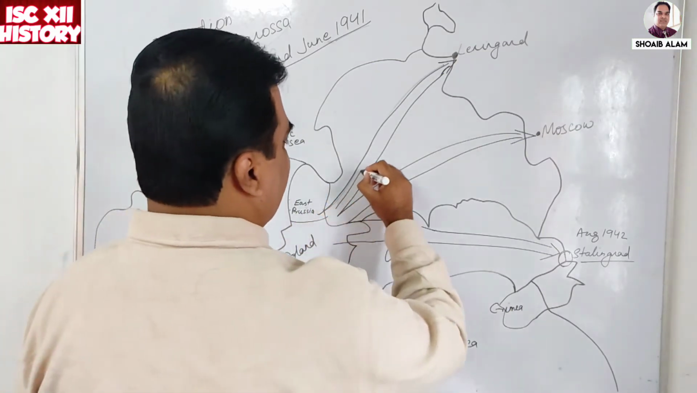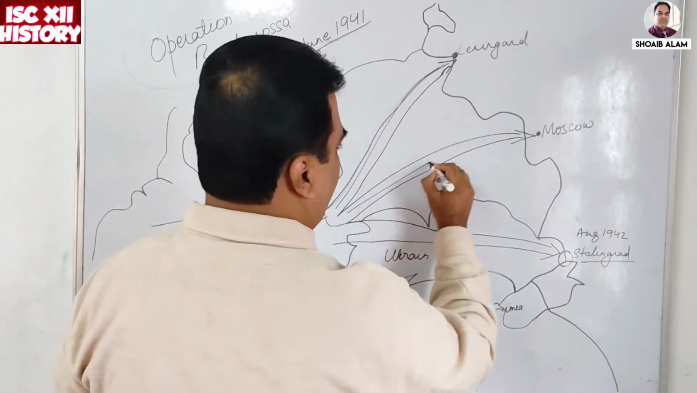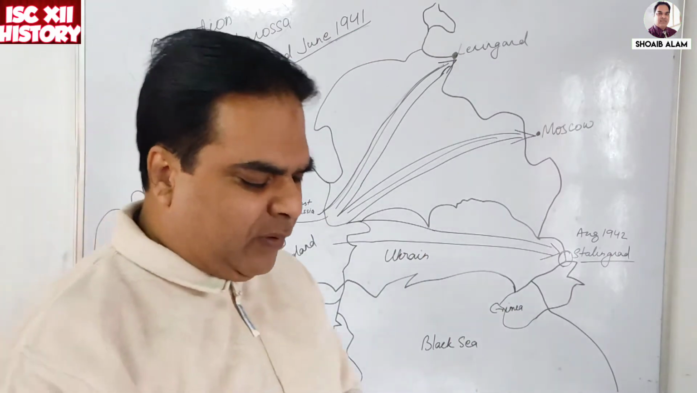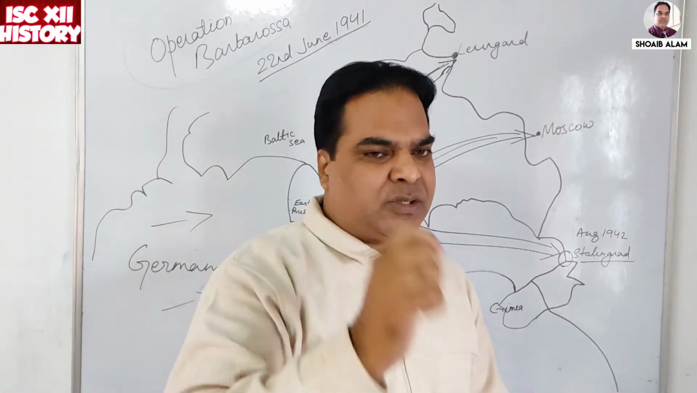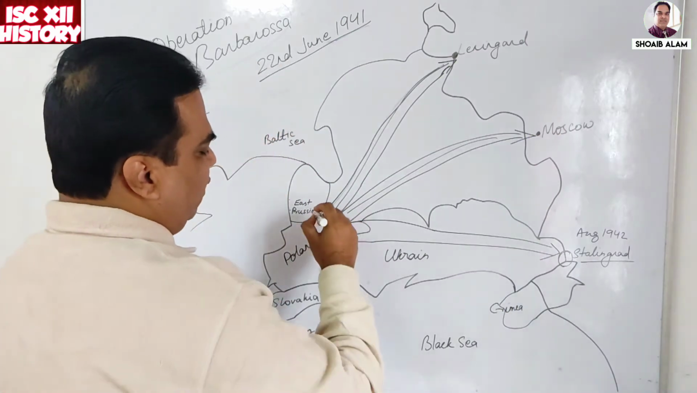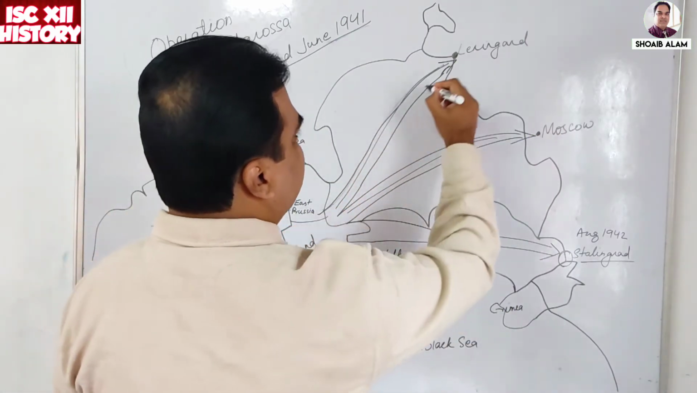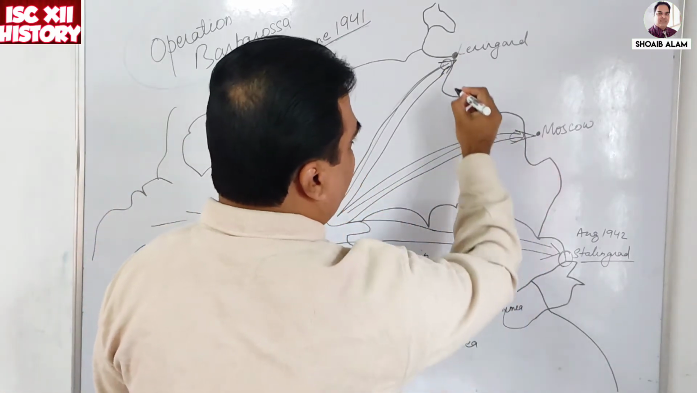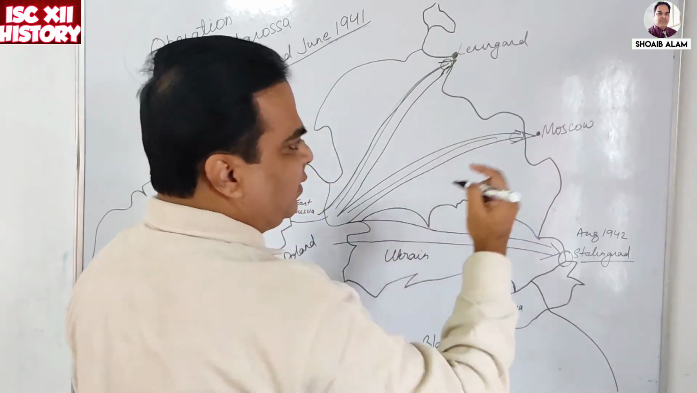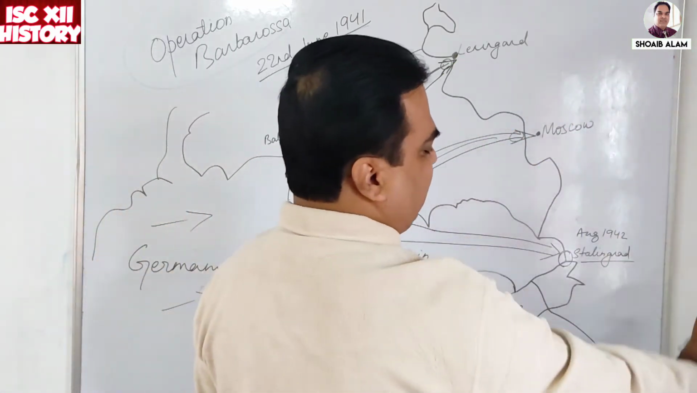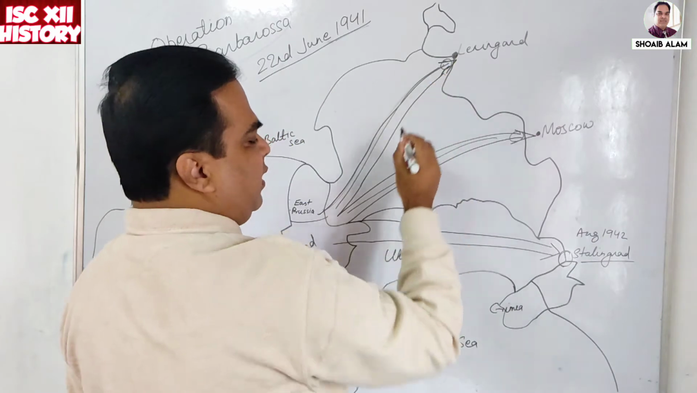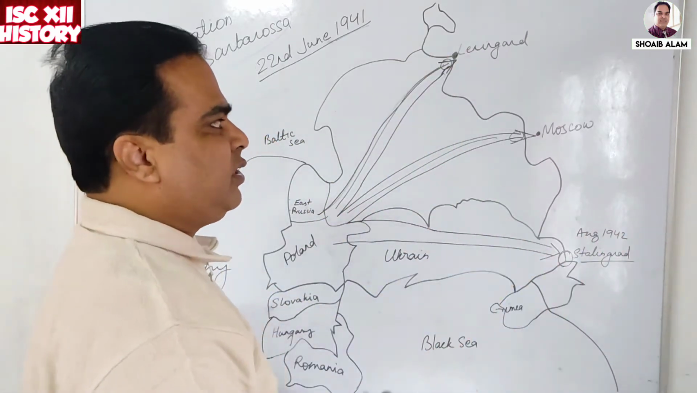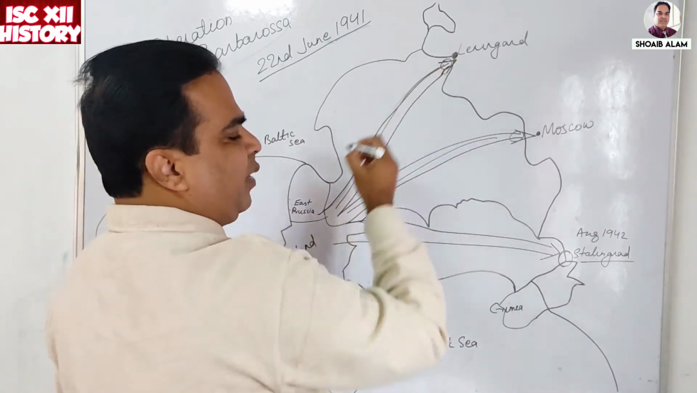The first one was from Leningrad, the second one was from Moscow, and the third one was from Ukraine. Within a very short period of the launch of the campaign, German soldiers reached Leningrad, then reached Moscow also, but here they were resisted heavily by the Russian soldiers. This side is Russia. The Russian soldiers resisted the advancement of the German soldiers entering into Russia. They were stopped over here, so they could not become successful.